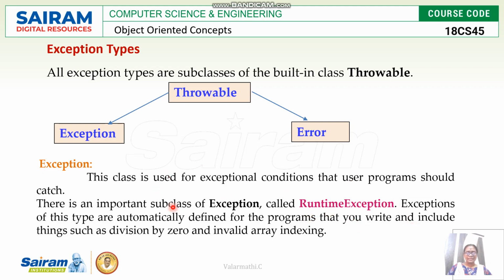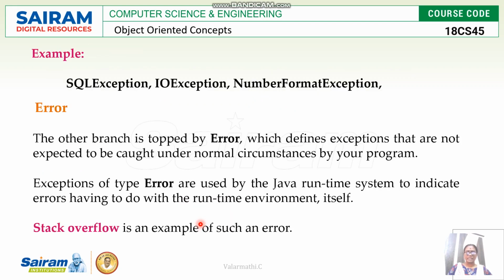These are the types of exceptions which are automatically defined by the program when you are writing it. For example, if you are working on arithmetic expressions like division, or on array operations, the corresponding exceptions will be thrown, such as number format exception and array index out of bounds exception.